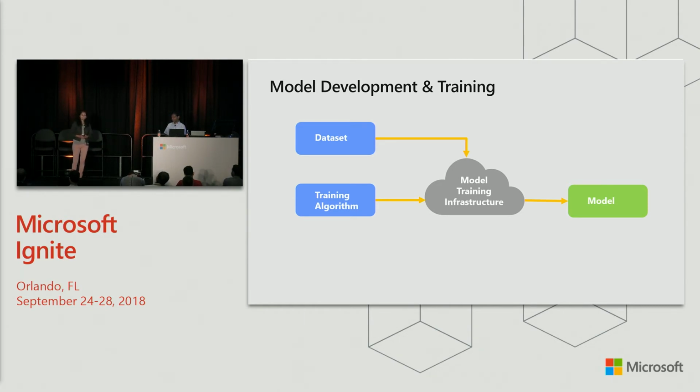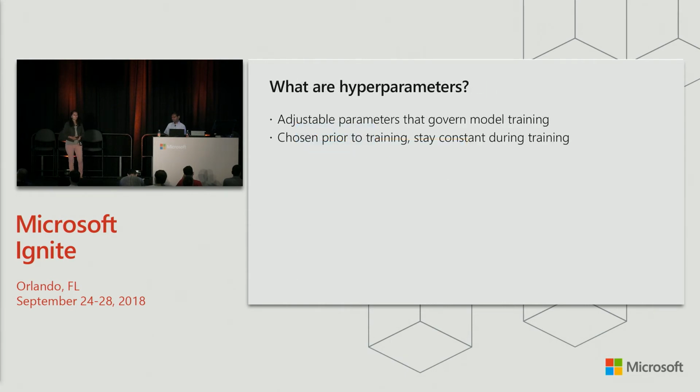Another factor that influences the performance of the model you generate is the parameters of the training algorithm itself. And we call these parameters the hyperparameters of your model. So hyperparameters are adjustable parameters that govern the training of your model. And you typically select these values before you start training your model. And these values stay constant throughout the training process.